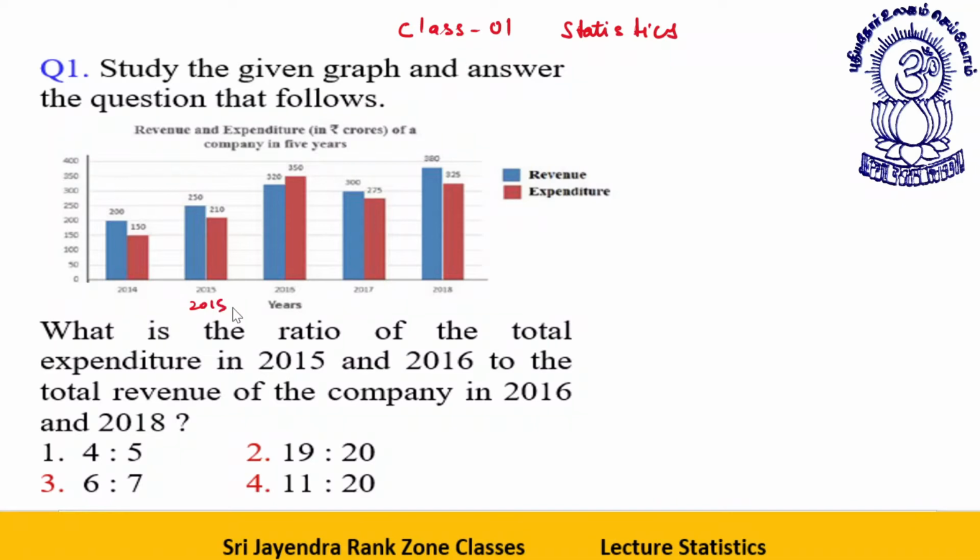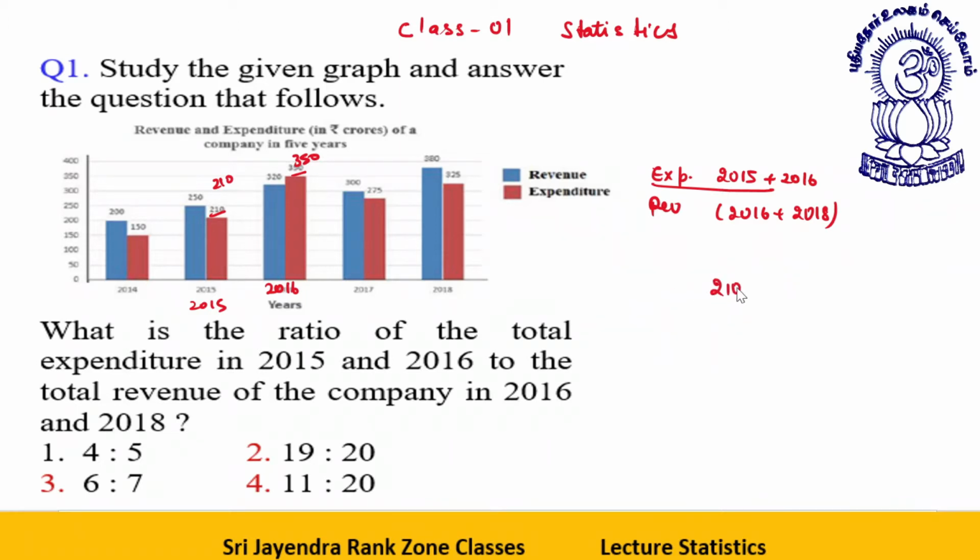This is 2015. This is 2016. In case it is not visible, this is 2016. Now, expenditure in 2015 and 2016 is the red one. This is clearly visible: 210 and 350. So first of all, we require the ratio of expenditure in 2015 plus 2016 upon revenue of 2016, as you can see on the bottom line of the question, 2018. This is what we require.